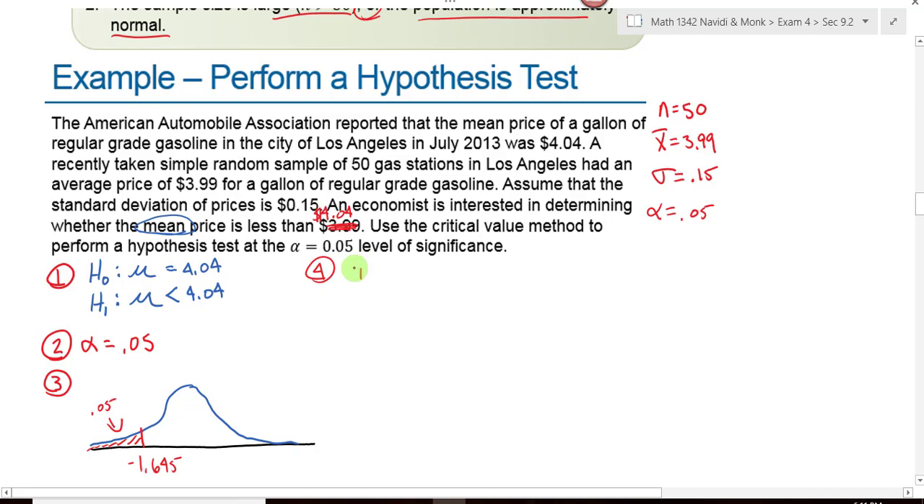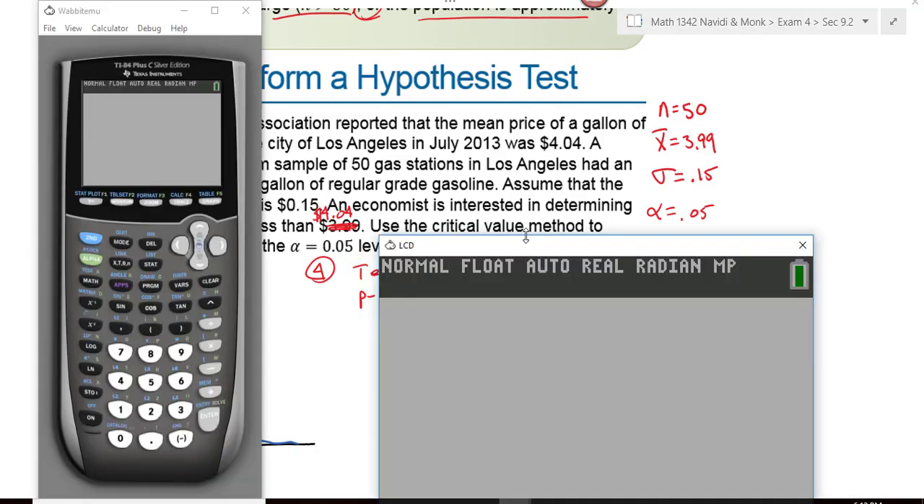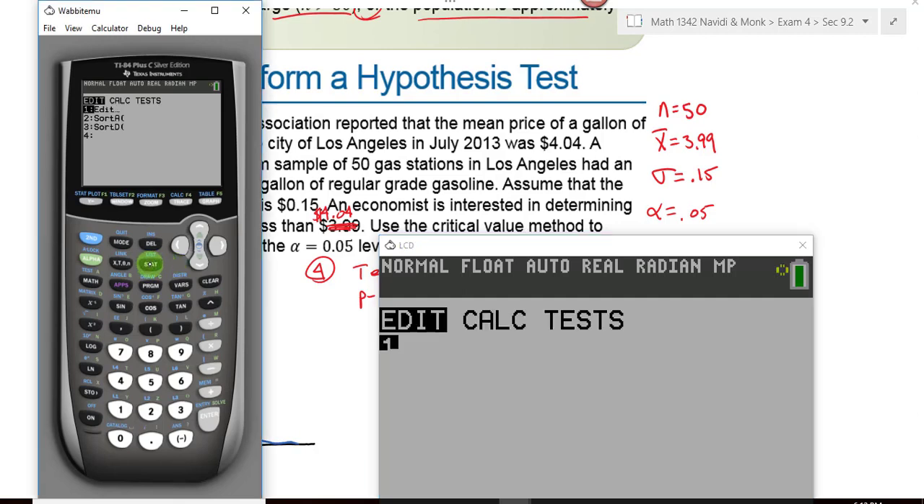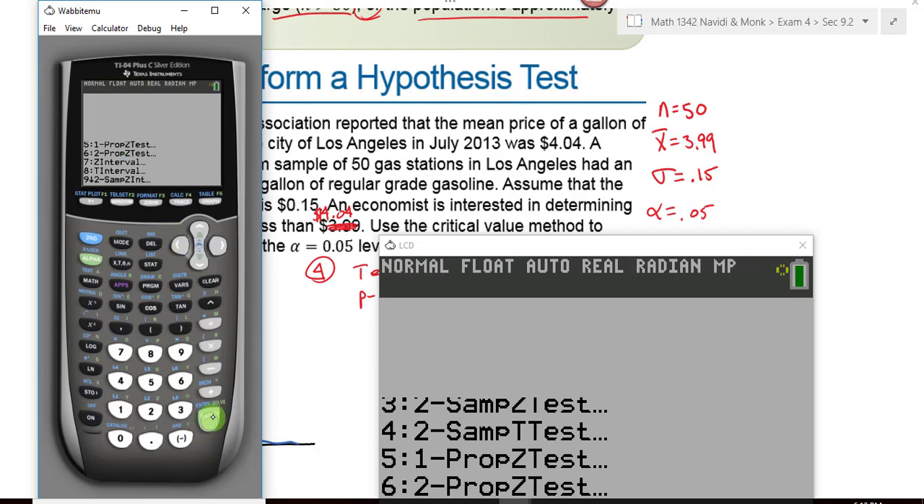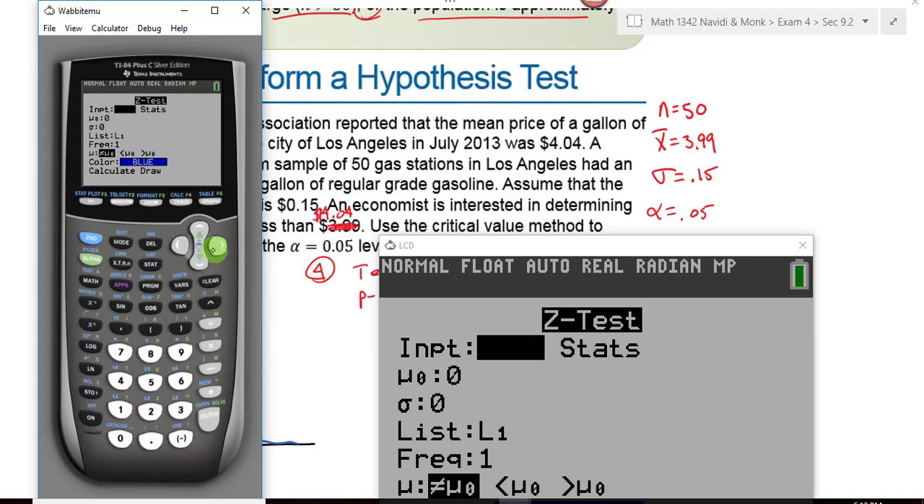For step 4, we go to our calculators. This is where we identify what our test statistic and our p-value are. So to do the test, this is going to be a z-test. We hit stat, go over to tests, and the z-test you'll see is the first test. We hit enter. We don't have raw data, we have summary statistics, so we highlight statistics.